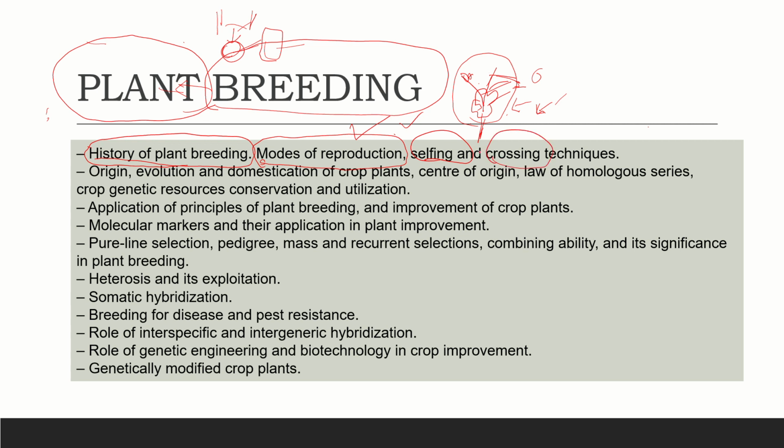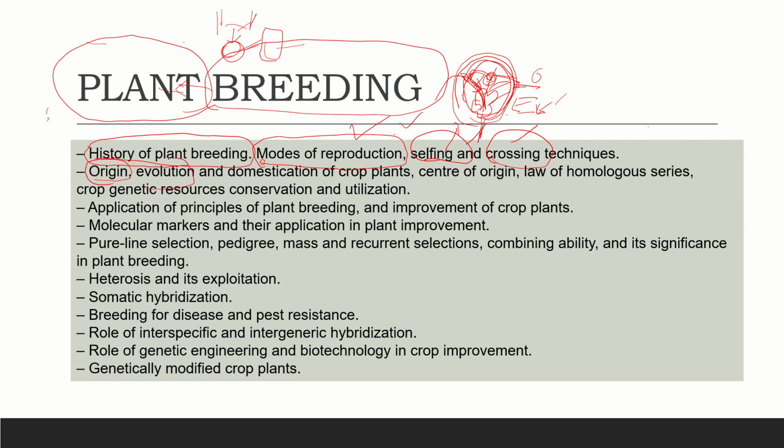Selfing and crossing techniques. Selfing is nothing but how the crop reproduces within the plant. For example, if we take the anther, the male part, the pollen from the same flower reproduces with the female part. Together they form a full fruit. And crossing means from other plants. There are different types of sections in these selfing and crossing techniques that I'll discuss clearly.